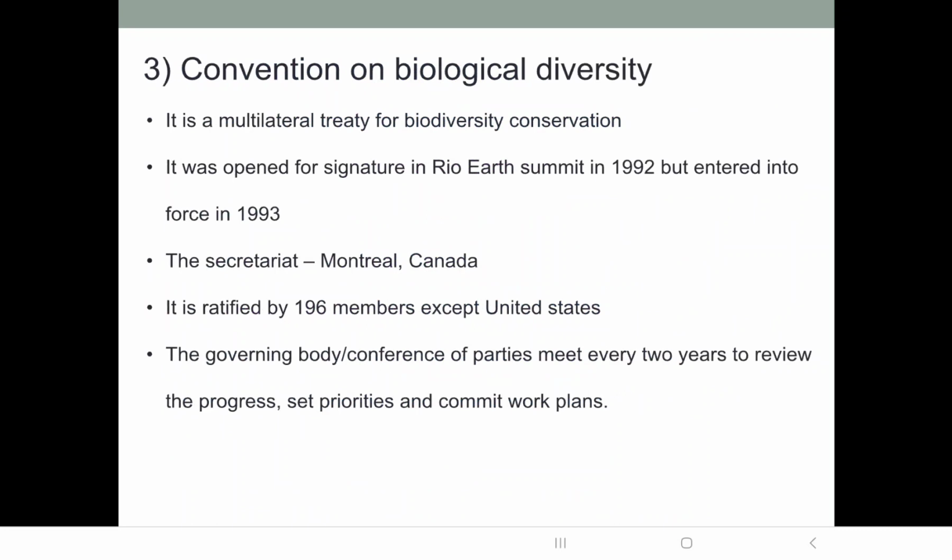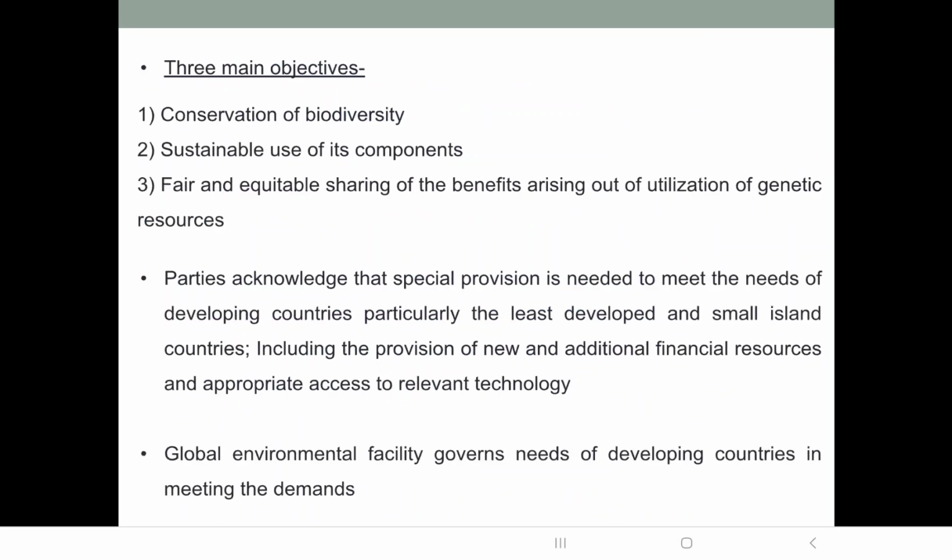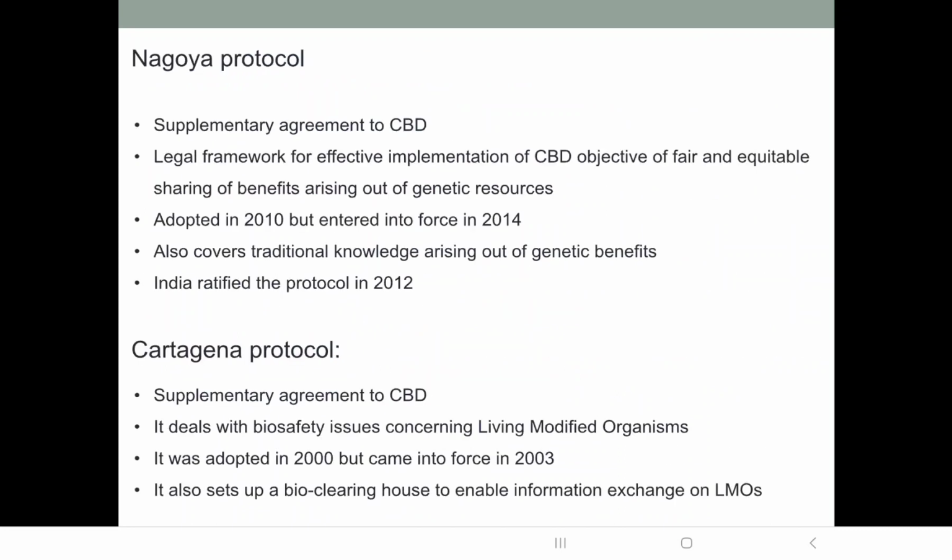Then the Convention on Biological Diversity, again a multilateral treaty for biodiversity conservation. Where is the secretariat? It is in Montreal, Canada, and there are 2 additional protocols with respect to the convention. The Nagoya Protocol, which is regarding the fair and equitable sharing of the benefits arising out of genetic resources, and the second was the Cartagena Protocol. This is regarding the biosafety of living modified organisms. We have extensively discussed both of these protocols.